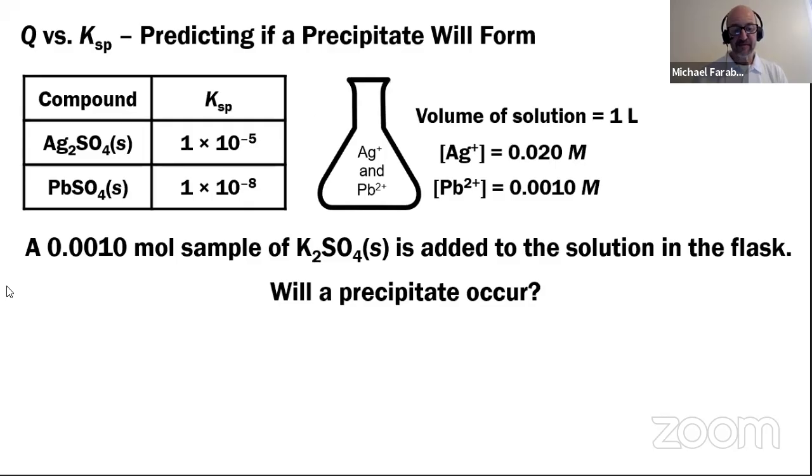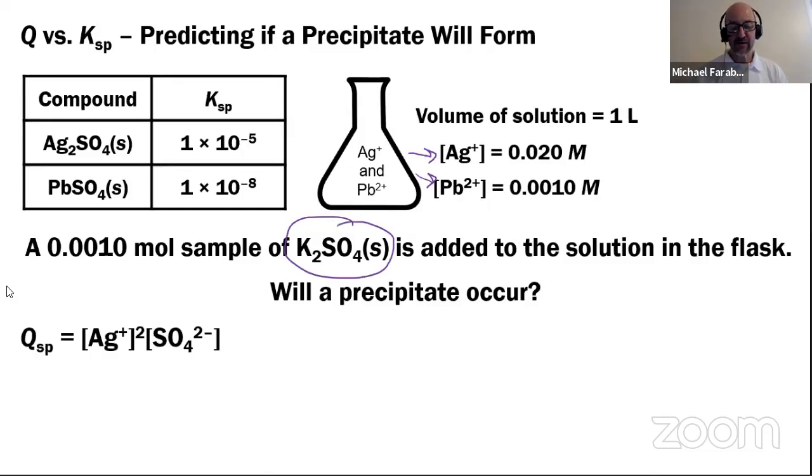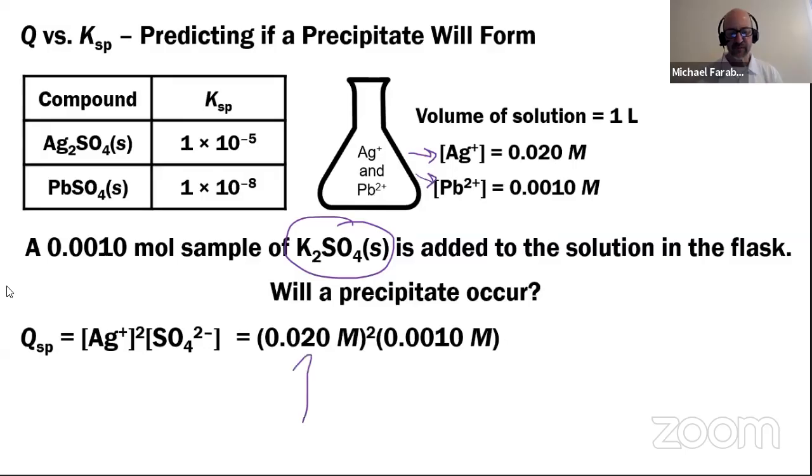Now, what if you have a solution that contains more than one ion? Here we have some silver and some lead. And we're given the Ksps for each one, and we're going to add a sample of sulfate, potassium sulfate. Will a precipitate occur? There's our Q for silver, and they told us that the concentration of silver was 0.2. So there's my concentration of silver. This was the number of moles, but it was actually a 1 liter container, so that is also the molarity. So that is our concentration of sulfate. All right, let's see if we get a value for Q. All right, we'll come back to that in a moment.